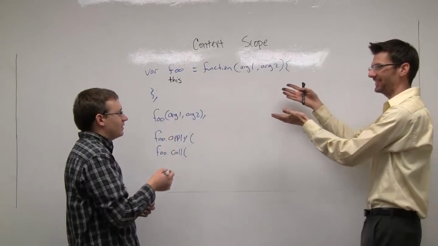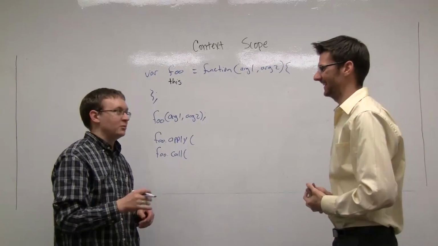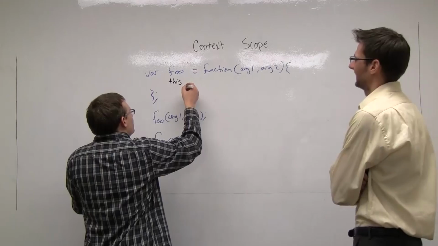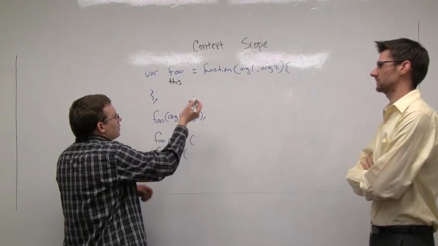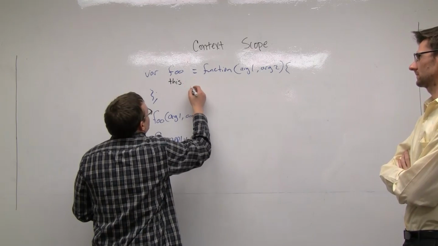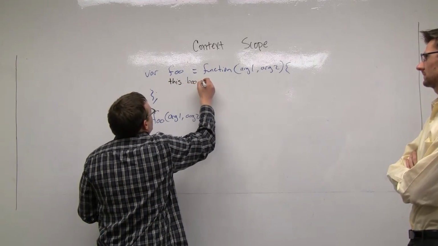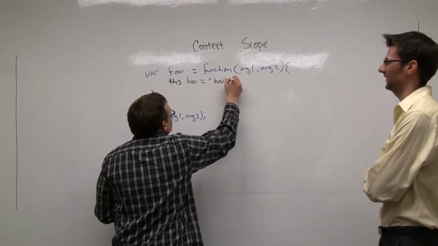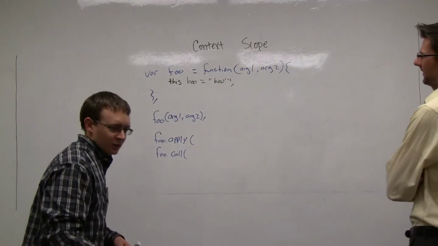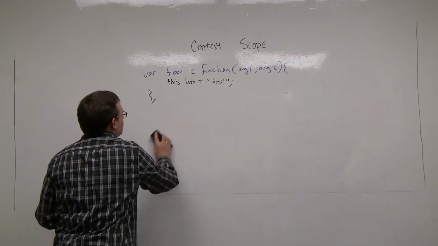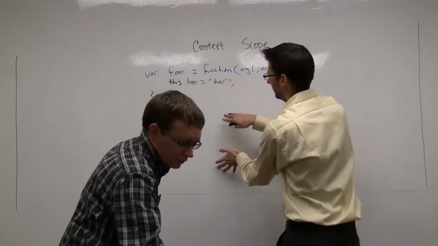This is a magical word that means the context of this function. It should have been called context, shouldn't it? That would have made more sense, but that's longer and more words to type. You can put stuff on this. You can say this.boo = boo if you want. And I'm going to get rid of our invocations down here, because we'll get back to those invocations in just a minute.